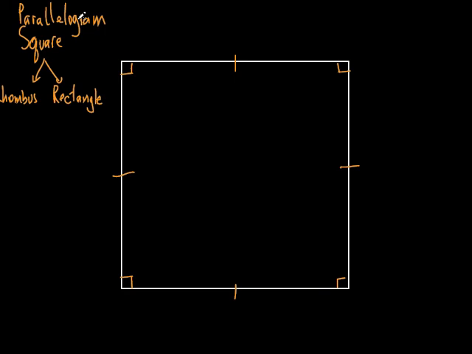So a square is a quadrilateral. Why is it a quadrilateral? Because it has what? 4 sides, right? That alone just makes it a quadrilateral. It's a parallelogram because the opposite sides are equal to each other, right? And the opposite angles are equal to each other, and so on and so on. It's also a rhombus.